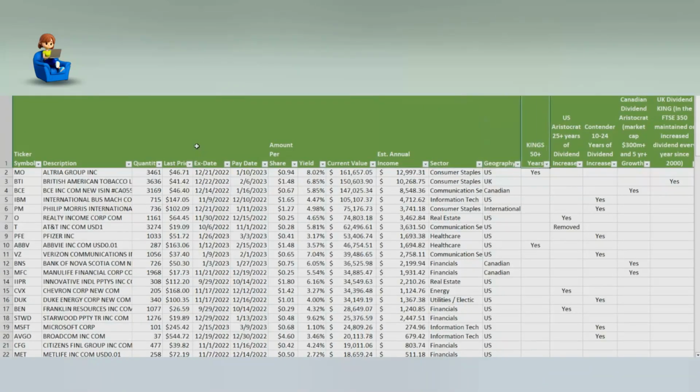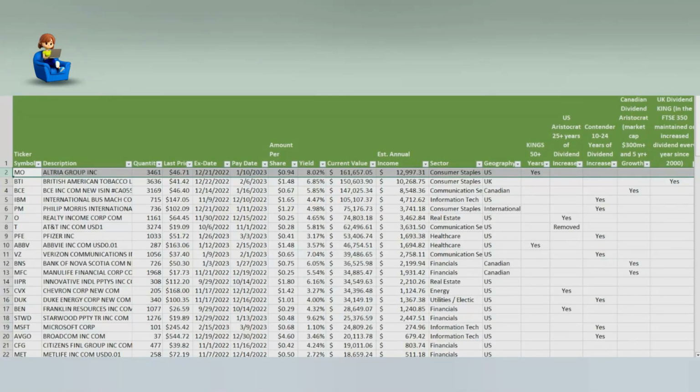And this is my bonus section where I share with you whether or not it's a dividend king with 50 plus years of dividend growth, a US dividend aristocrat with 25 years of dividend growth, a dividend contender with between 10 and 24 years of dividend growth, or whether or not it's a Canadian dividend aristocrat or a UK dividend king. And as I go through the list, I'll cover which ones in my portfolio have actually kicked off Christmas gifts in the last 60 days with amazing dividend raises.